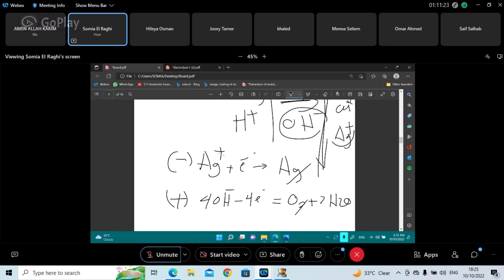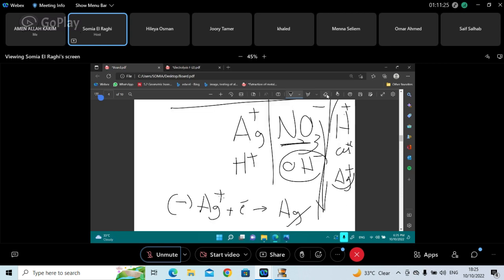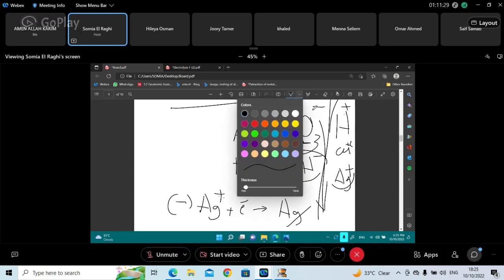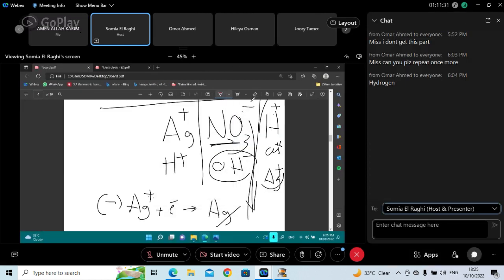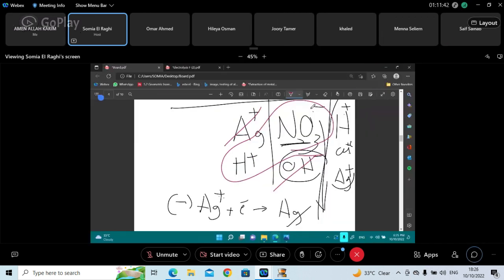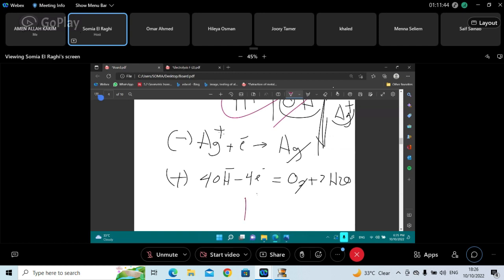What is the leftover in the circuit, or in the container you add? Let's see. This ion and this ion. What do they form? Acid also. What kind of acid? What is this material if you add them together? What is this one? HNO3.